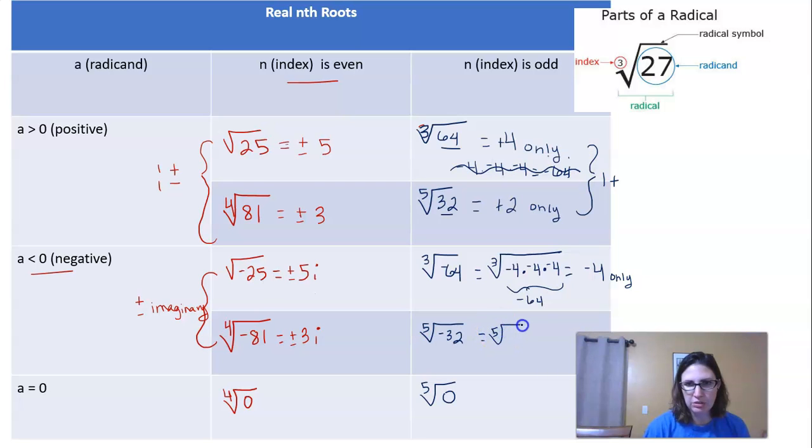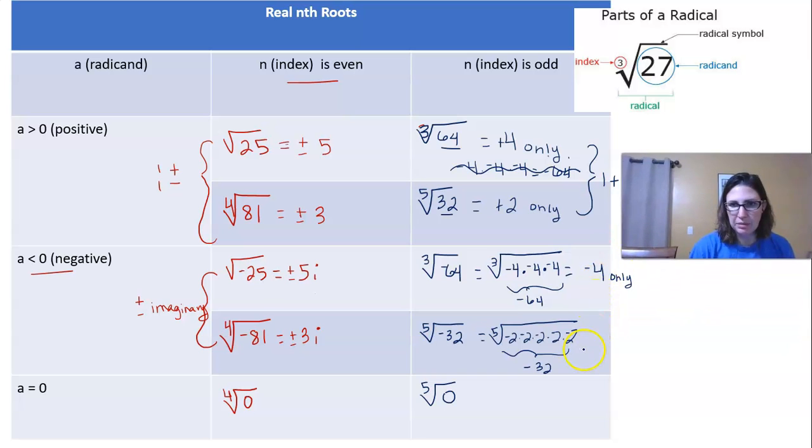You can do that. You can have negative 2 five times. Negative 2 times negative 2 times negative 2 times negative 2 times negative 2. That should be 5: 1, 2, 3, 4, 5. Five negative 2's is going to give you negative 32, which is the number that you're working with. So with that in mind, that's fine. In this particular case, the fifth root of negative 32 would actually be negative 2 only. So you'll only get one solution, and it'll be a negative solution here.